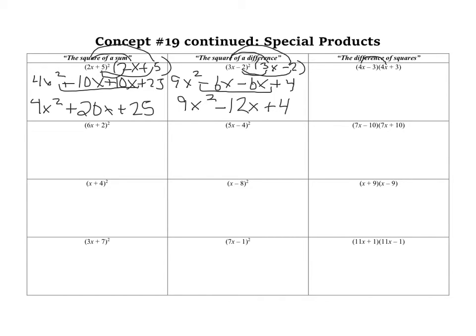So I'm going to do 4x times 4x is 16x squared, and then 4x times 3 is 12x, and negative 3 times 4x is negative 12x. Then negative 3 times positive 3 is negative 9. And here, if you look at your middle terms, you've got like terms. Those cancel out. So then you're going to get 16x squared minus 9. And those are my answers.